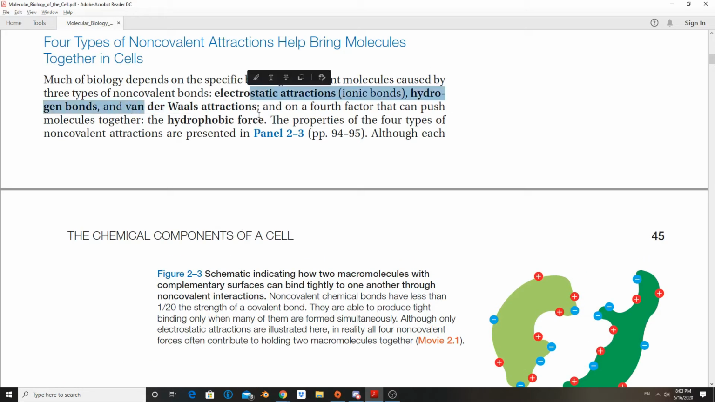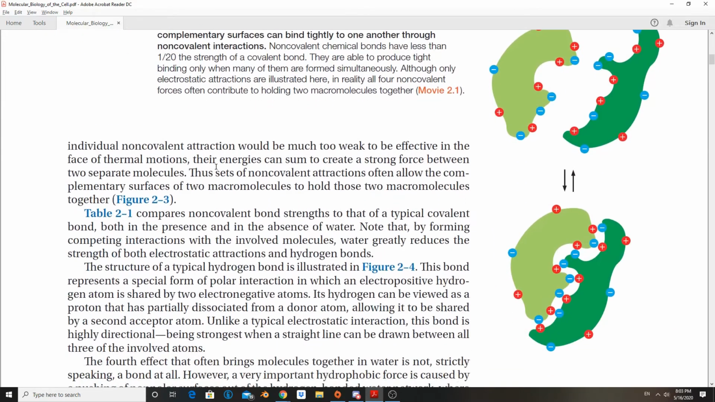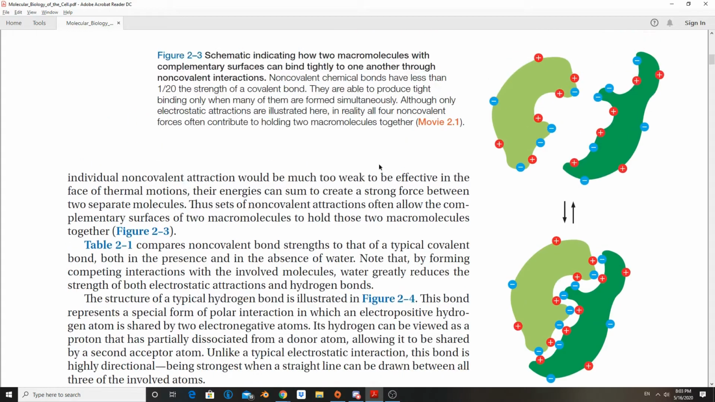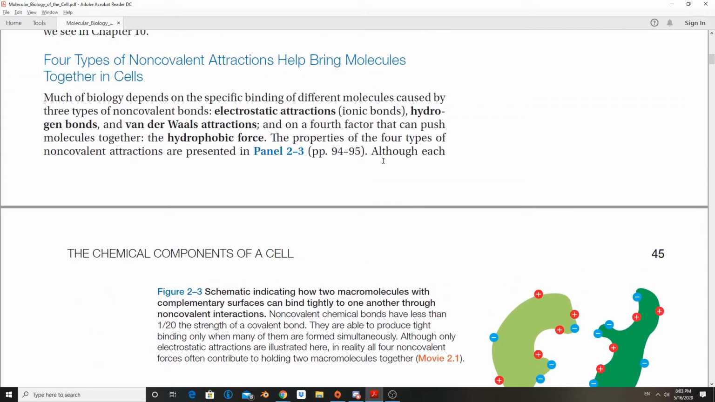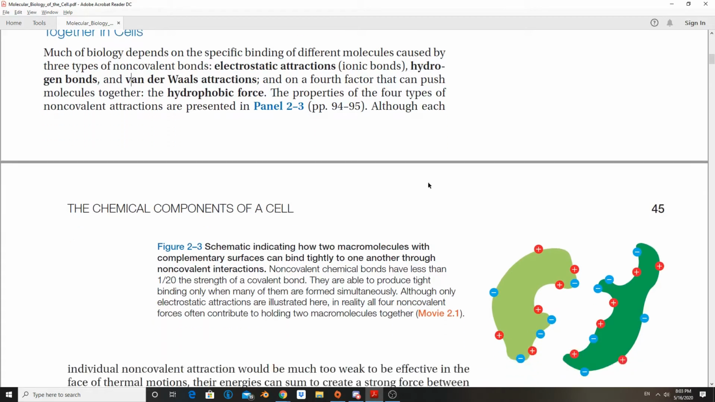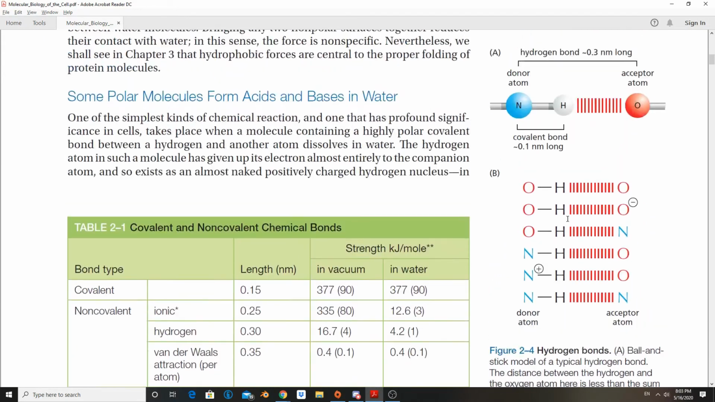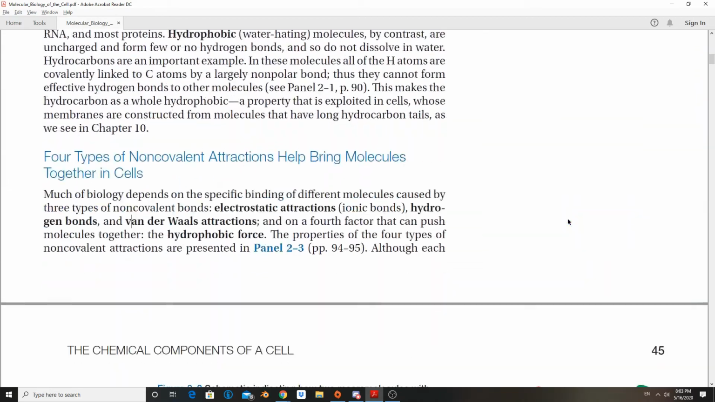Van der Waals attractions are just generic London dispersion forces, dipole-dipole forces, those kinds of things that are what you usually think of when you think of intermolecular forces. Now, the properties of four non-covalent attractions are presented in the panel 2-3. So panel 2-3 is just somewhere around.